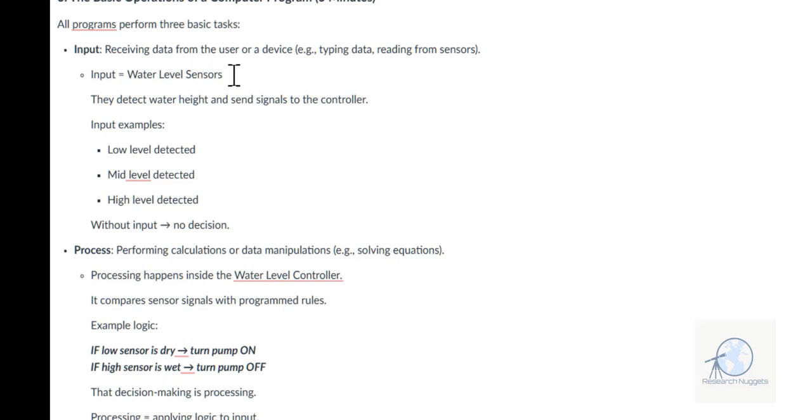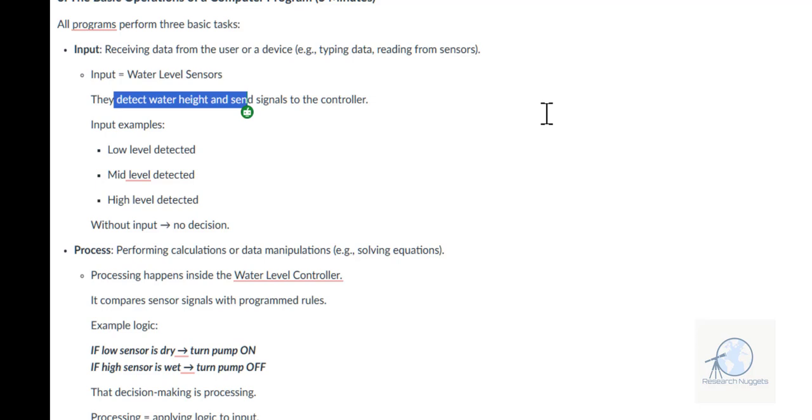Now, the water level sensors are the ones that are going to detect the water height. Once they detect the water height, they are going to send signals back to the controller, and the signals they are going to send are for either the high level readings, the middle level readings, or the low level readings.